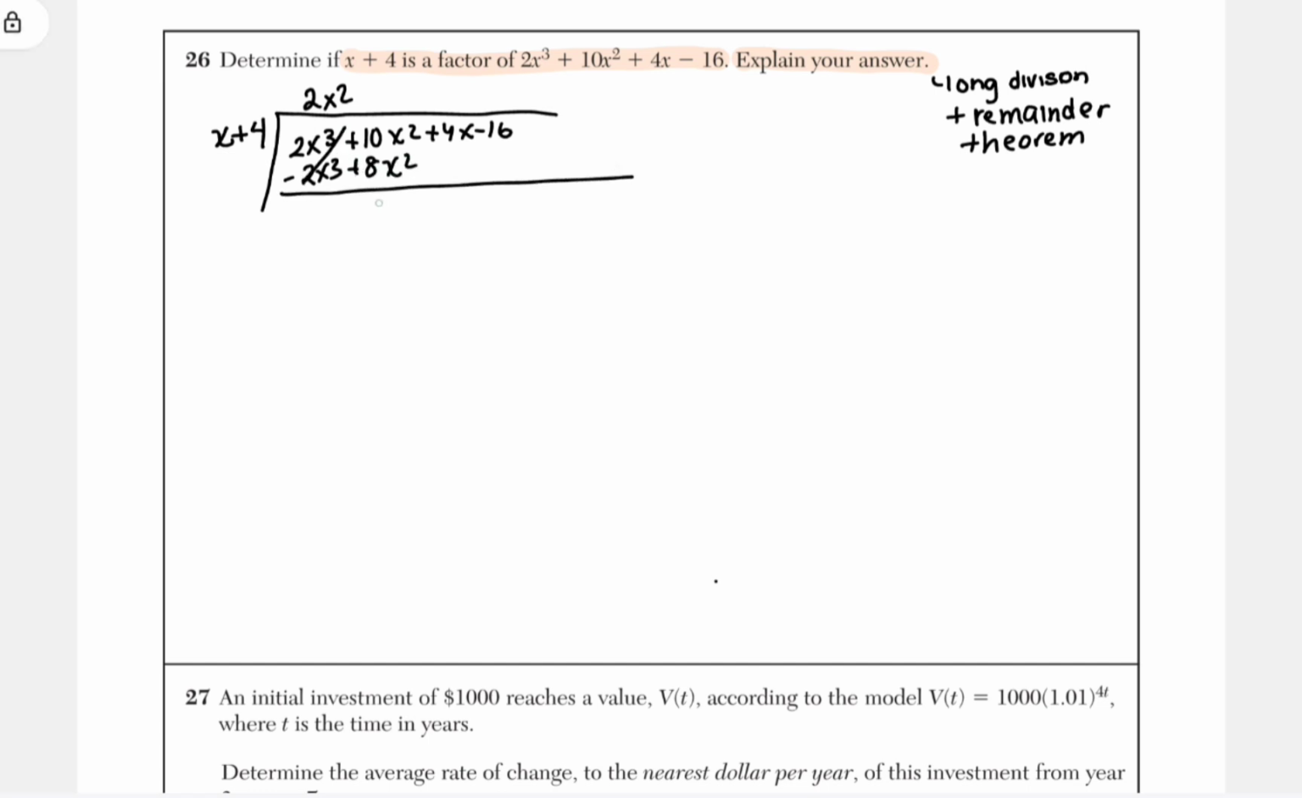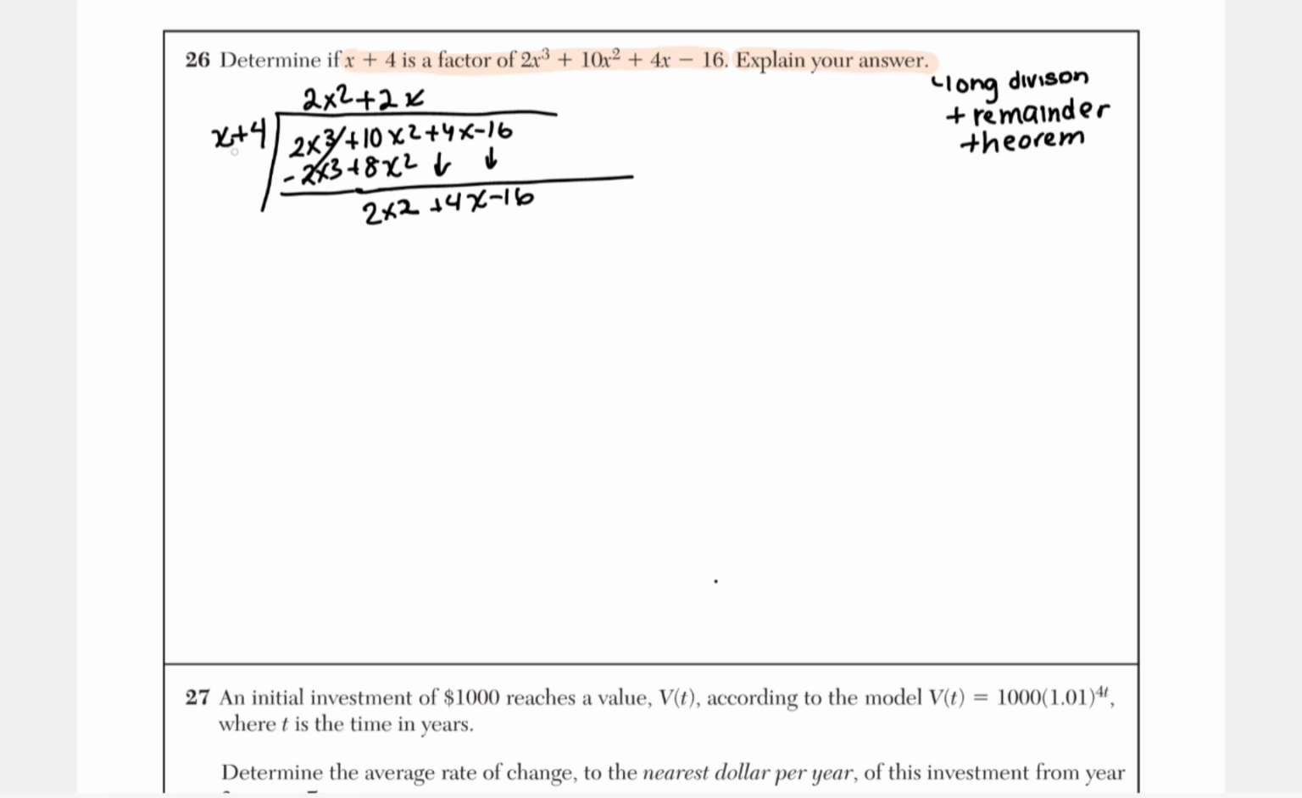And so these are canceled out. So we have 2x squared, because 10 minus 8 is 2x squared. And then we bring down our remaining values, so that would be the 4x and the 16. What times x plus 4 would give us 2x squared? Well, that would be 2x.